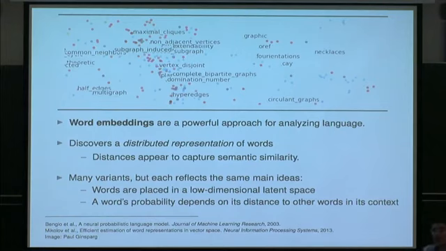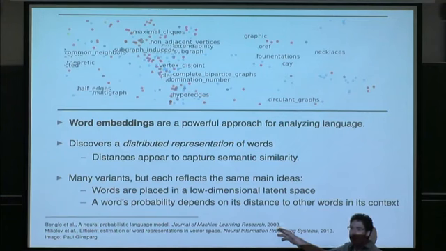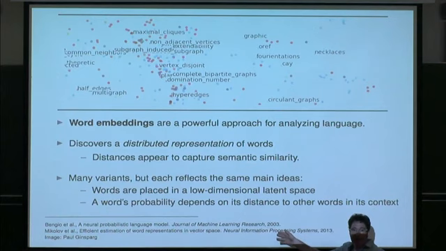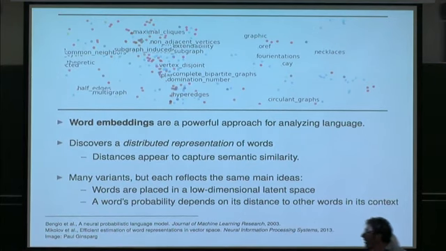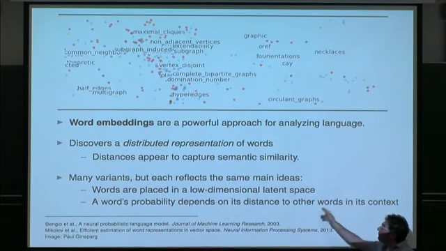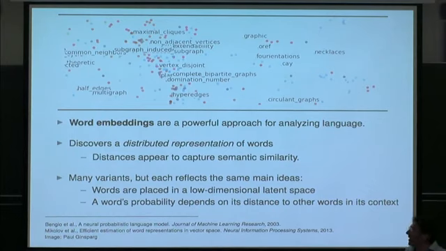There are many variants of word embeddings out there. So the original work is from Yoshua Bengio. It's a very beautiful paper from 2003, and then this really has gathered momentum 10 years later with work that scales up word embeddings and applies them to massive data sets by Mikolov and colleagues, multiple papers. But each variant reflects the same main ideas. One, that words are placed in a low-dimensional latent space, and two, that a word's probability, and there's a probability model at play here, depends on its distance in this latent space to other words and its context.